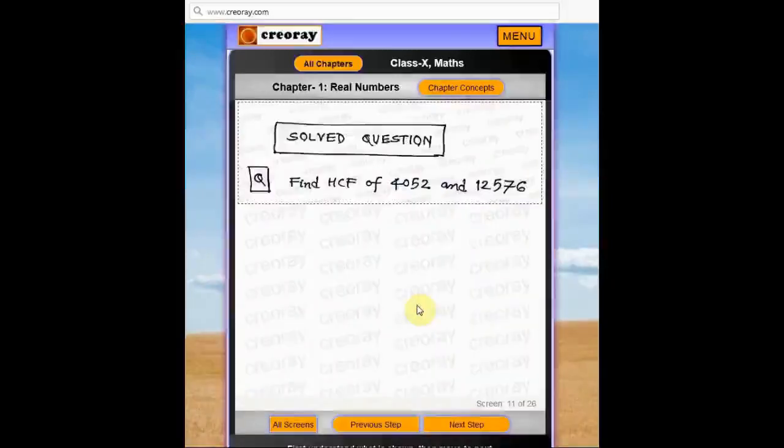Let's do this question. Find HCF, that's highest common factor, of 4052 and 12576. Now remember, for this highest common factor there are two ways of going about it. One is by the division algorithm, or the other way is by factorization. In exam you can follow whatever way you find easy. Here I'll be using division algorithm. Now if you know how to do it, solve the question yourself. Very good. If you don't, follow me.